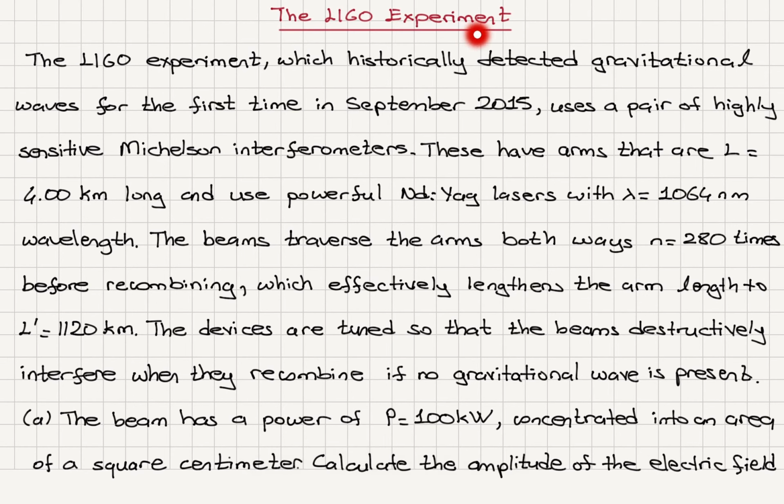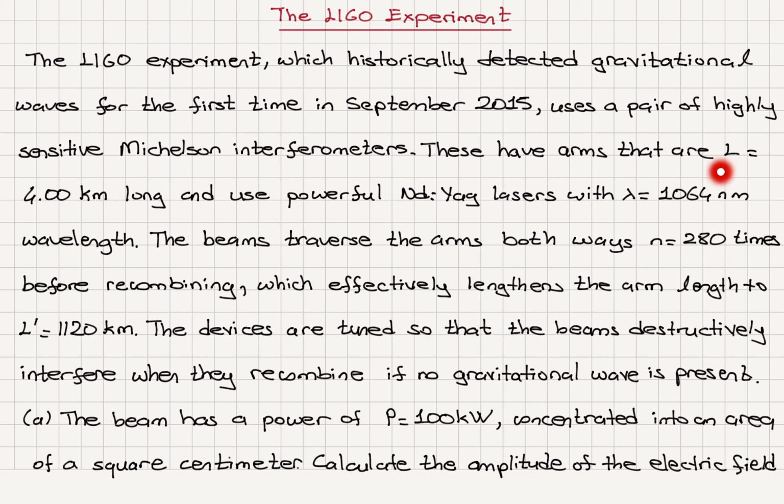The LIGO experiment. So, as you know, LIGO stands for Laser Interferometry Gravitational Wave Observation. So this was an important experiment which historically detected gravitational waves for the first time in September 2015. It uses a pair of highly sensitive Michelson interferometers.